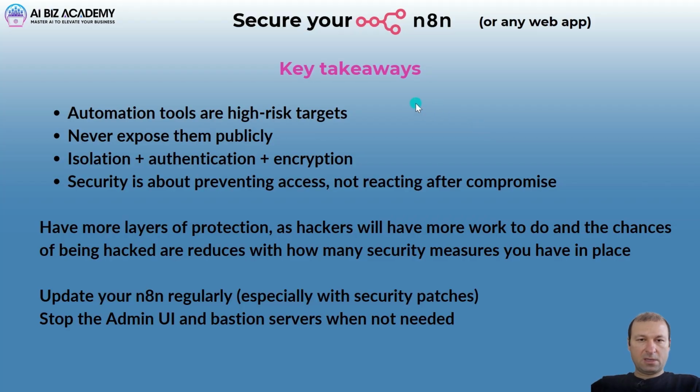And now some key takeaways. As you know, automation tools are high risk targets because they keep the access tokens and credentials to other systems that you may integrate with. Never expose them publicly. The best way to harden them is via isolation, authentication, and encryption. And like we previously discussed, the best way to secure it is to isolate it, like we discussed via the VPC method with authentication. So use tokens, users, certificates, and of course encryption.